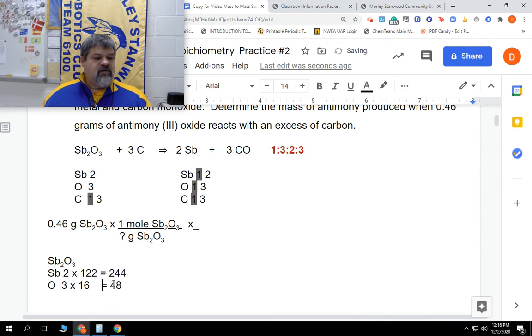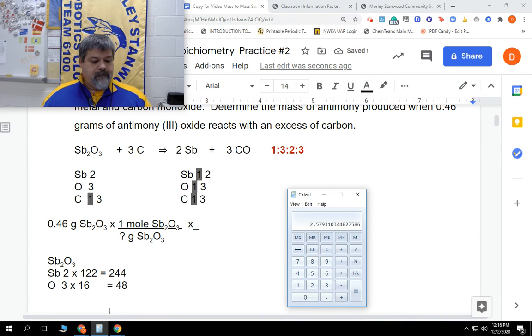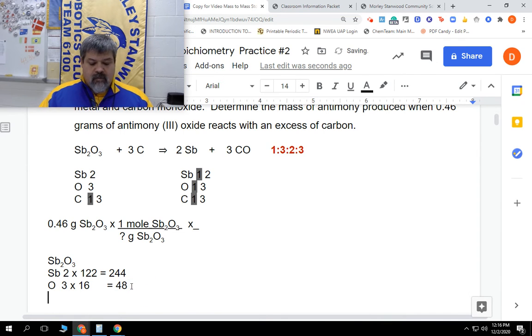Okay, and we should be able to double check that. So let's pull those up, get the calculator, and let's just go 2 times 122 equals, that's correct, and 3 times 16 equals 48, so that's correct. So our molar mass is going to be equal to those added together.